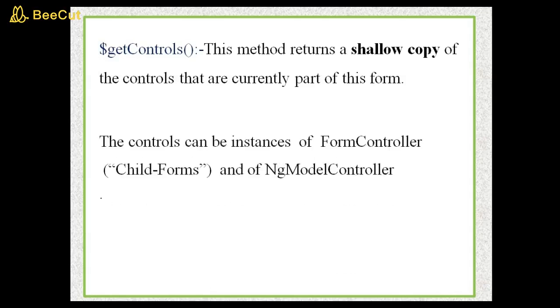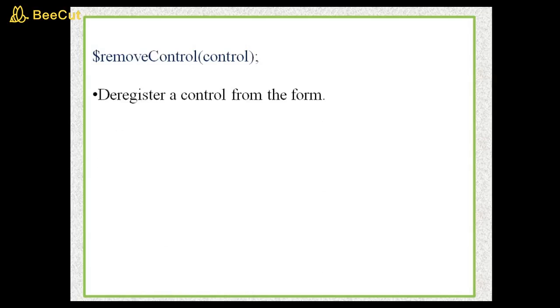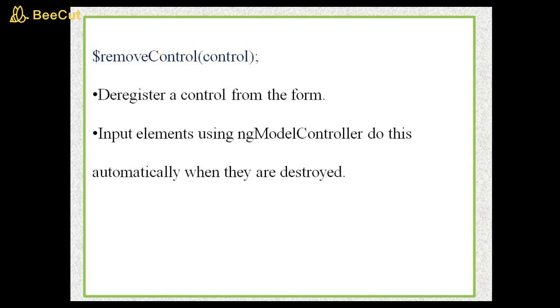$getControls. This method returns a shallow copy of the controls that are currently part of this form. The controls can be instances of form controller, child forms, and of ng-model controller. $removeControl. Deregister a control from the form. Input elements using ng-model controller do this automatically when they are destroyed.